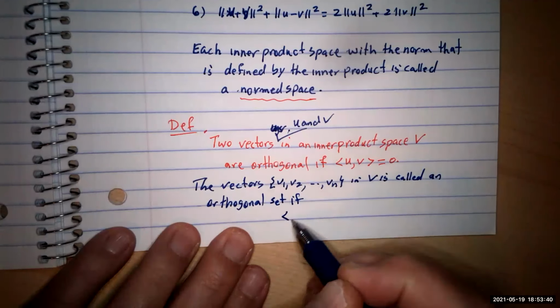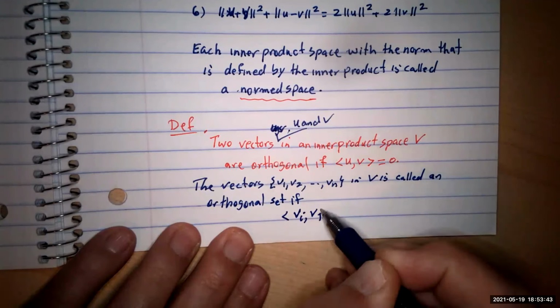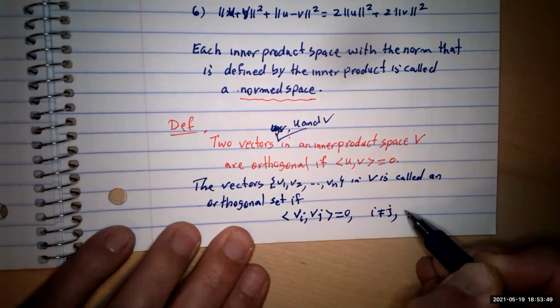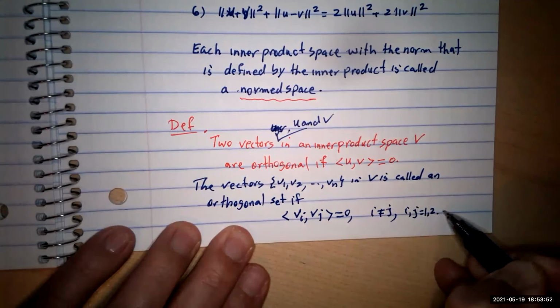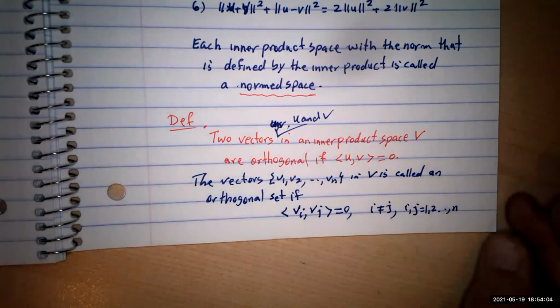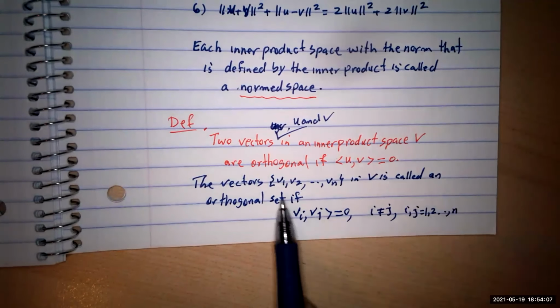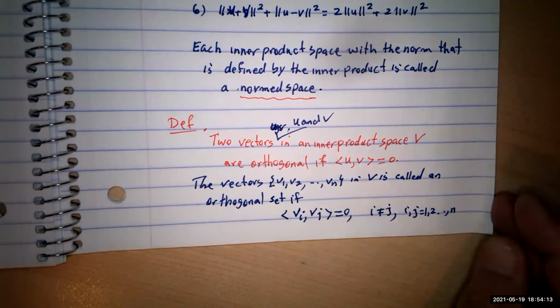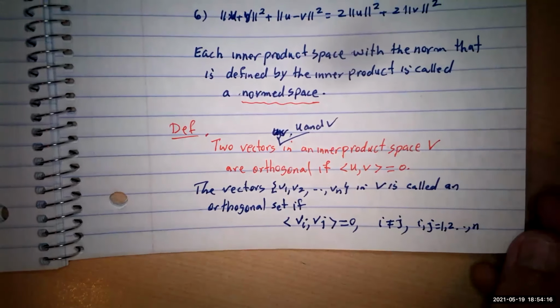So if the inner product of Vi and Vj would be equal to zero for i not equal to j, and i, j are equal to 1, 2, 3 up to n. So a set of vectors is going to be called an orthogonal set if every two distinct vectors are orthogonal to each other. And besides, if these vectors are unit vectors, in that case we are going to have a so-called orthonormal set.